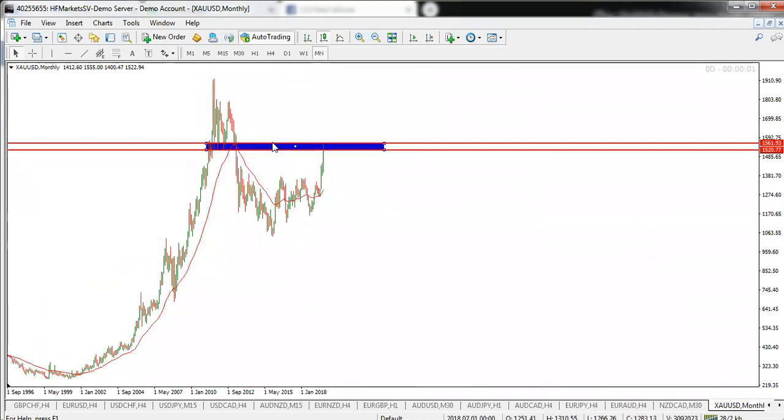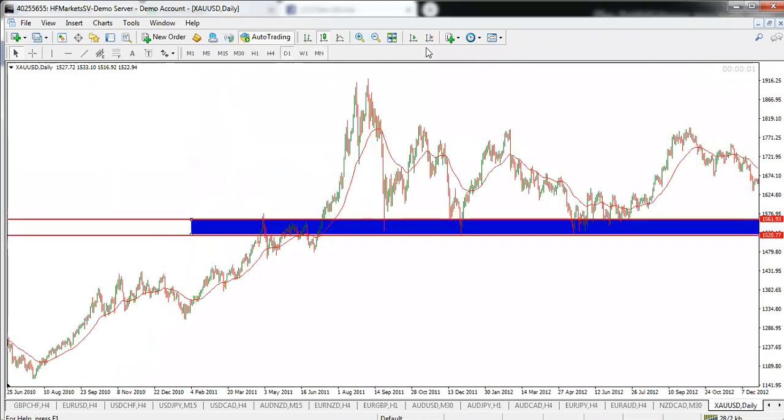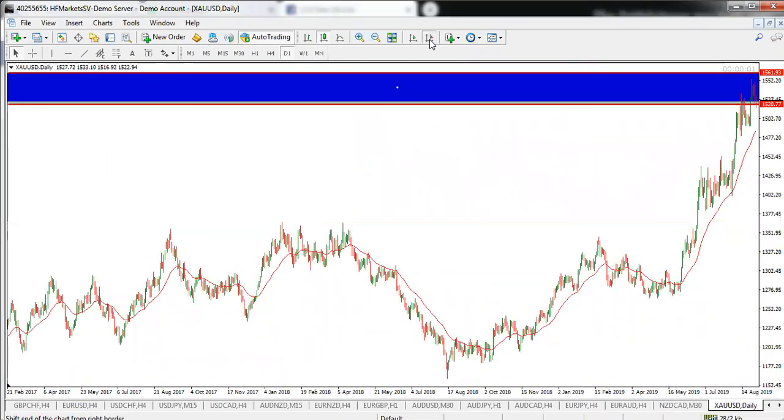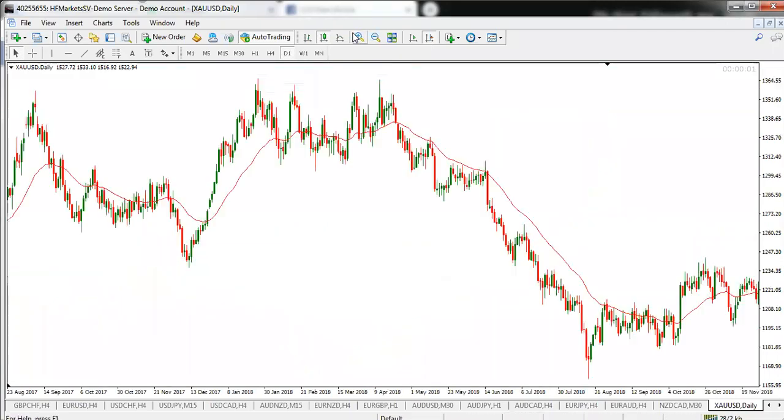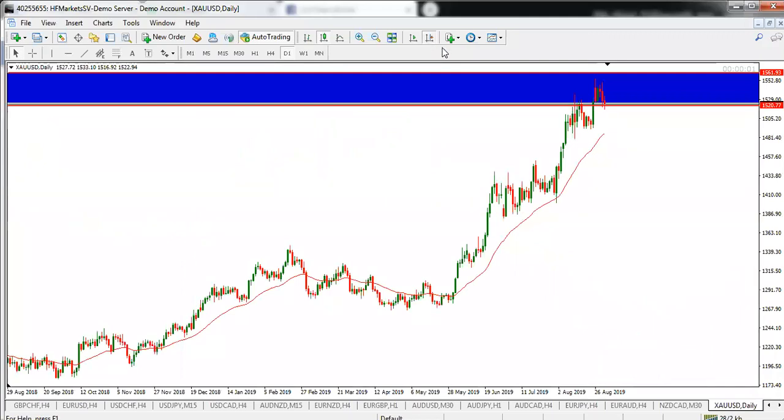So I did this. I want to extend the zone so that we can see it correctly. Now, it means that we are currently within that zone. So how do I take a trade if I'm going to take a trade based on zone?